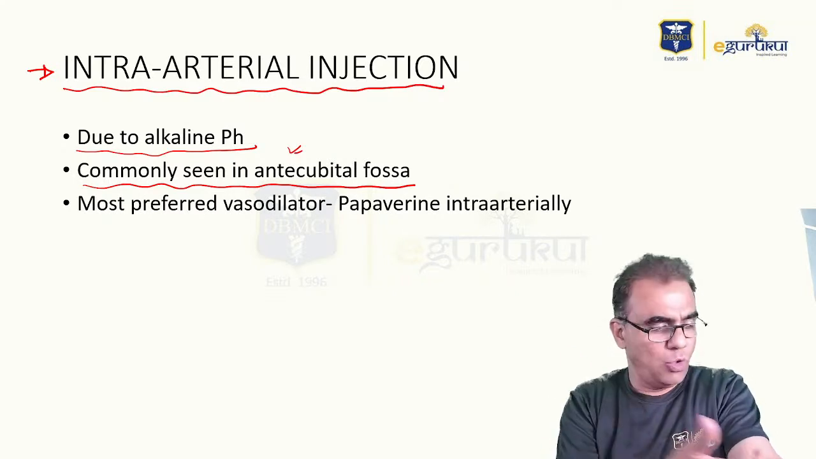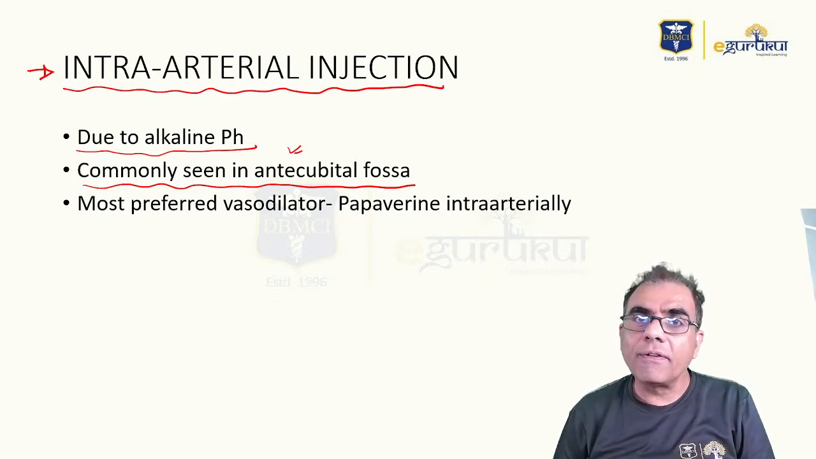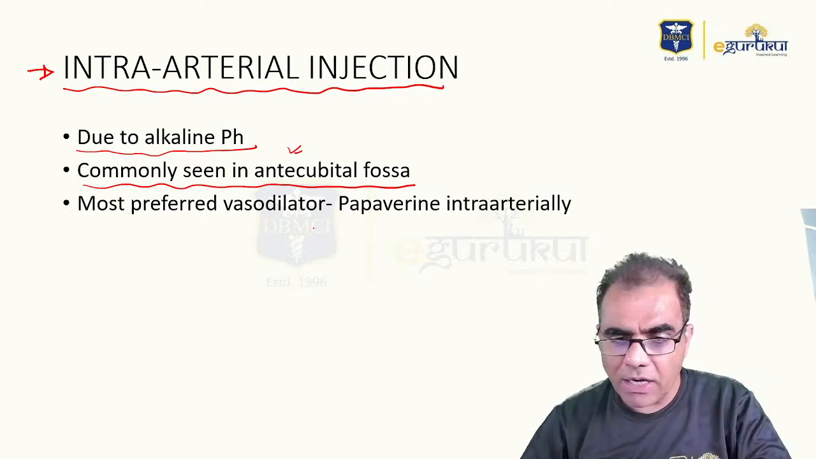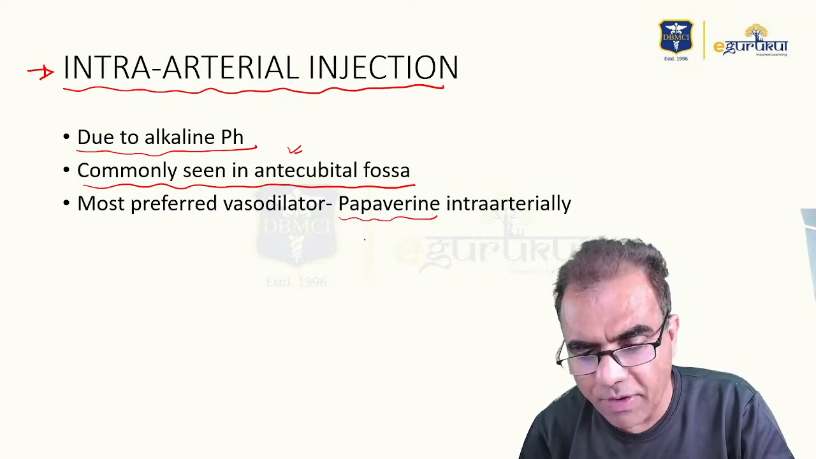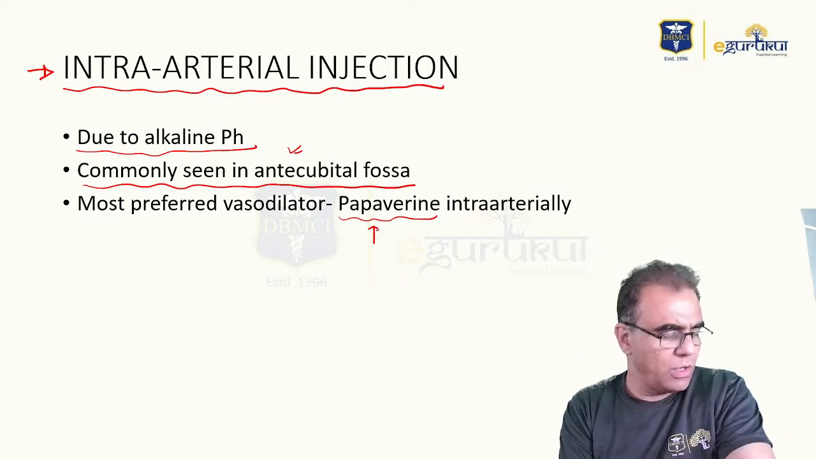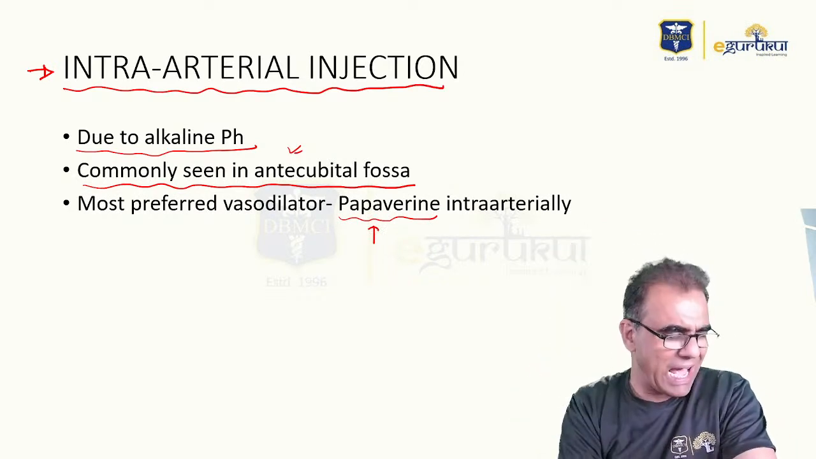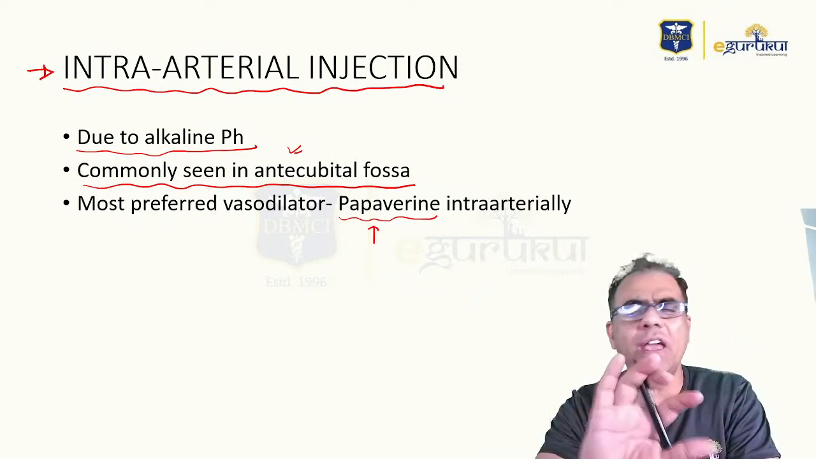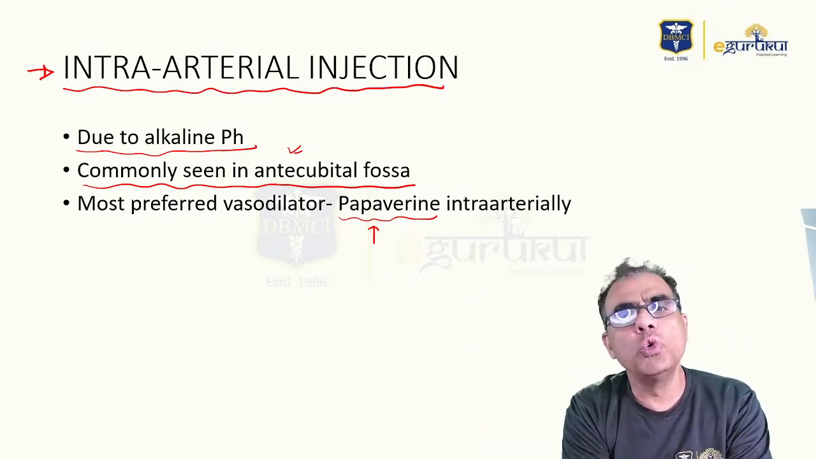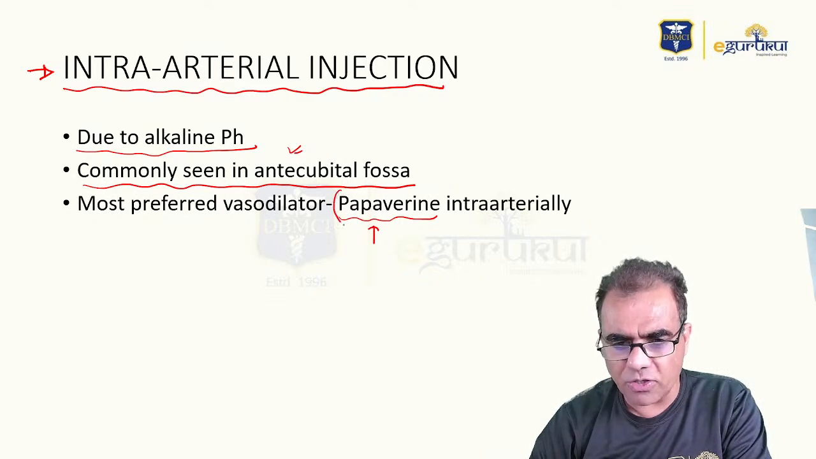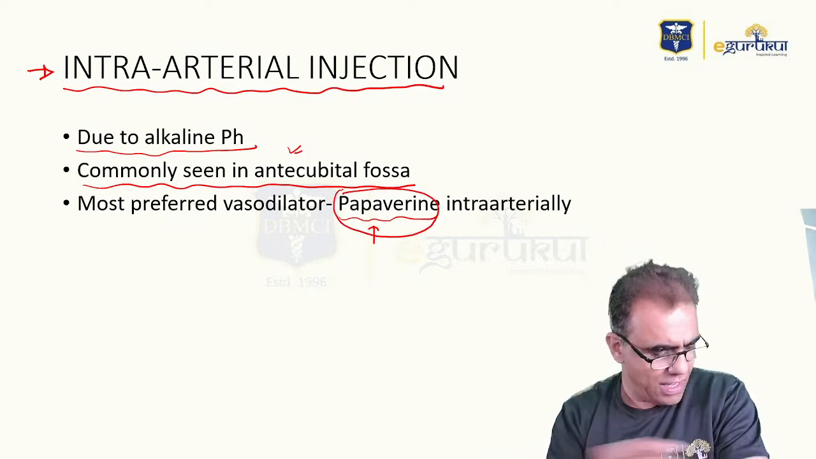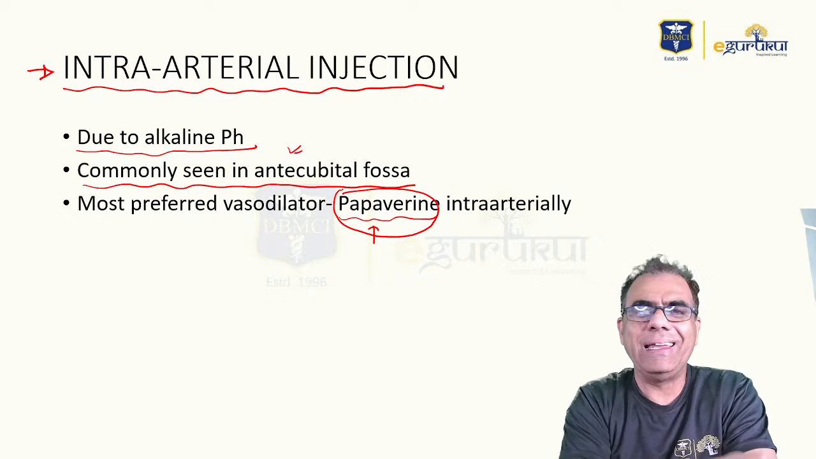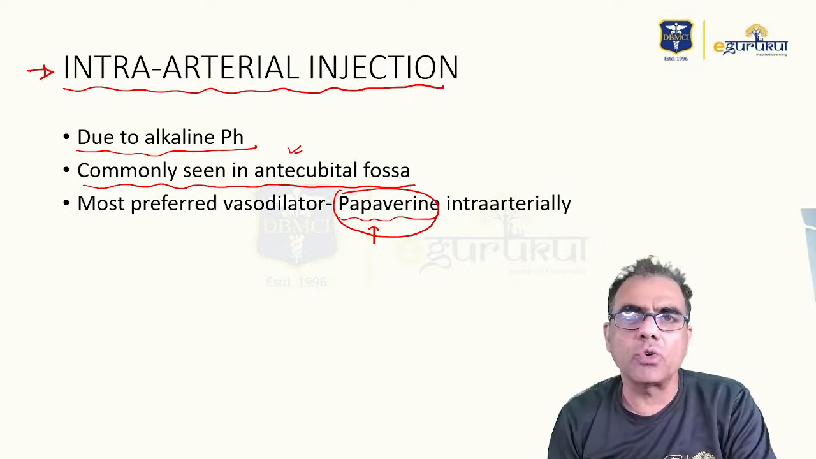So obviously you have to give a vasodilator as treatment, and the most preferred vasodilator is papaverine, because thiopentone, because of precipitation, has caused vasospasm. So we have to give a vasodilator. Although any of the available vasodilators you can use, the most preferred vasodilator is papaverine, given intraarterially at the point where you have injected thiopentone.